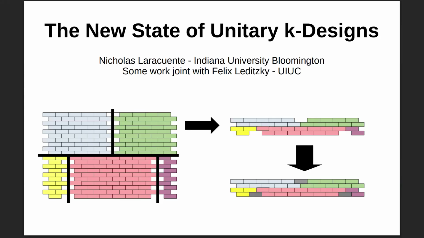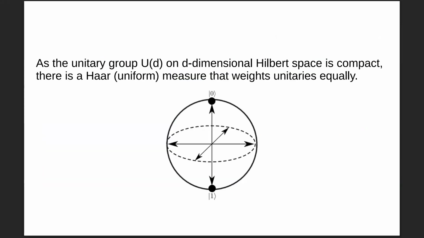So, first, what is a unitary K design? Well, on a d-dimensional quantum system, we would think of the unitaries as modeling quantum processes, and the unitary group admits a Haar or uniform measure. So there is a notion of what it would mean to, say, take a uniformly average random unitary.